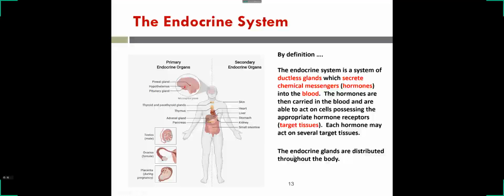Importantly, many organs act on several different target tissues, and the endocrine glands, as you can see, are distributed throughout the body. So it's a major regulator of many different important systems within the body.